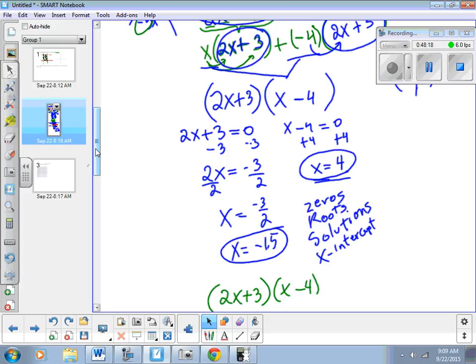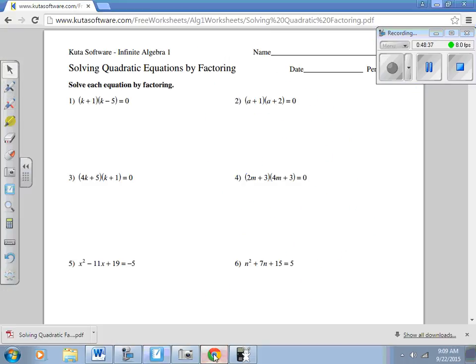does everybody remember, when the equation is already factored for you, use the zero product property: set each parenthesis equal to 0 to get your solutions? Yeah? So do you see how, when I got the factoring of 2x plus 3 and x minus 4, I set each parenthesis equal to 0? Do you see that for numbers 1 through 4, you're going to use the zero product property to solve? No? Okay.